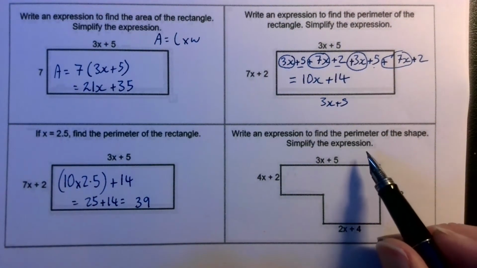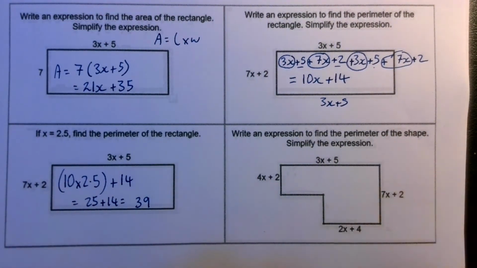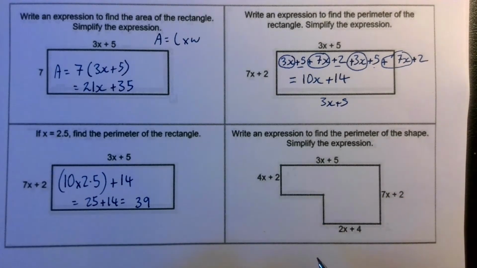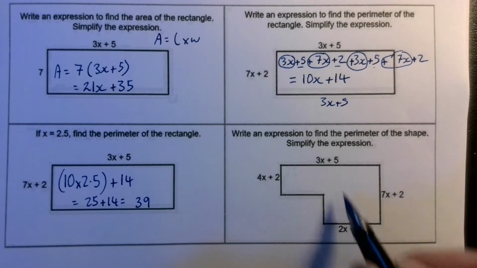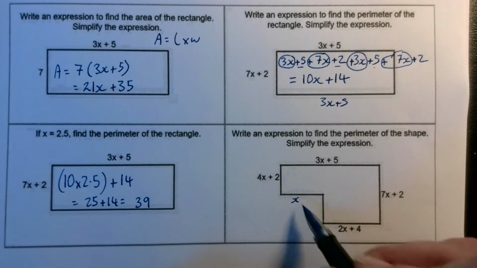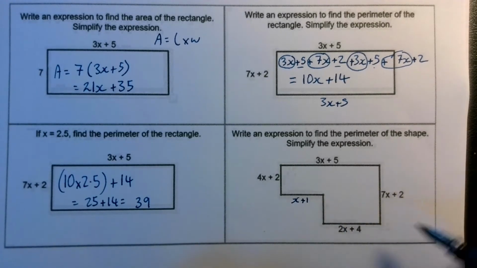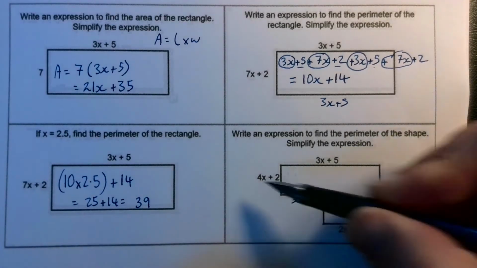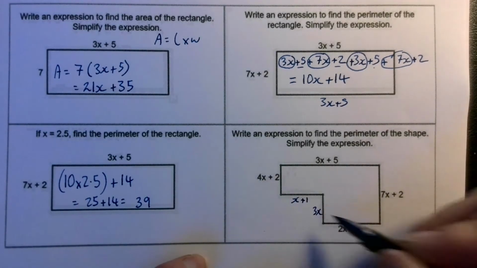Write an expression to find the perimeter of the shape and then simplify it. So we've got all of these to be added together, but on top of that, this one here is going to be another, well, if it's 2x plus 4 to there, it's got to be the difference between 2x plus 4 and x plus 5 to make up there. That's another x plus 1. And here, we've already got the 2, we need another 3x.